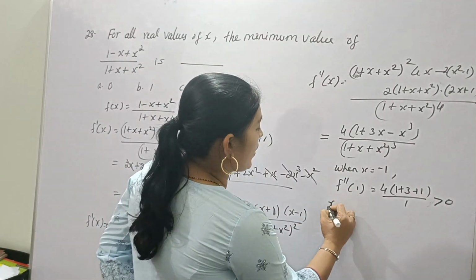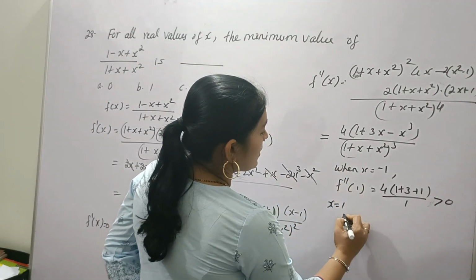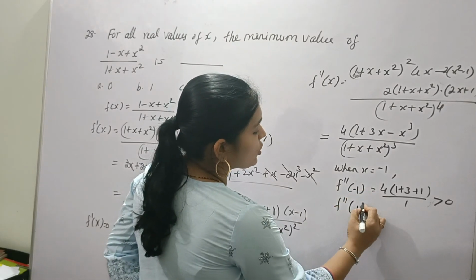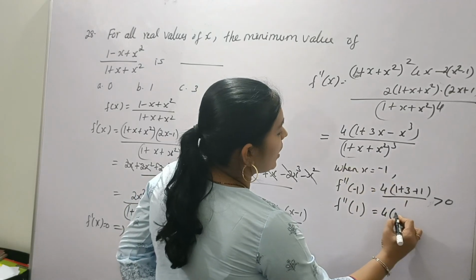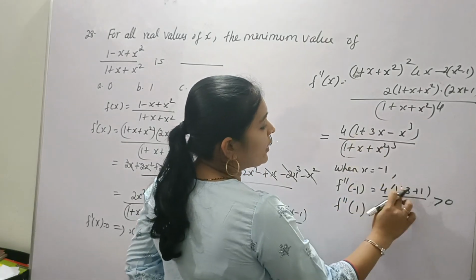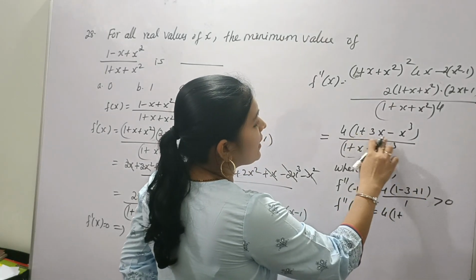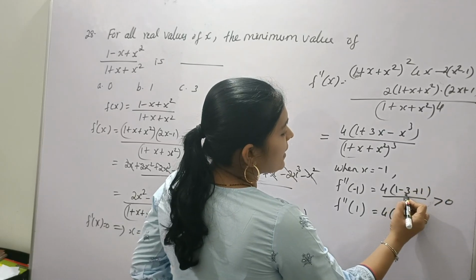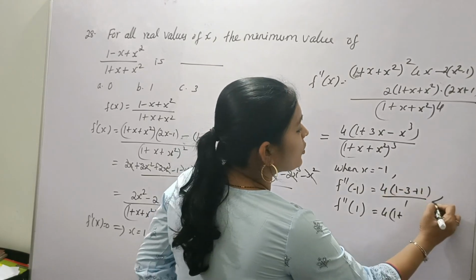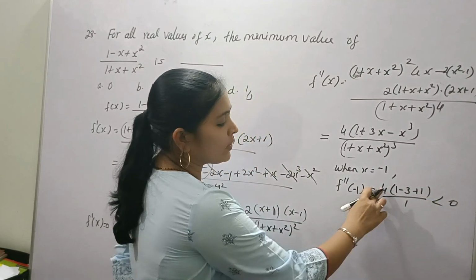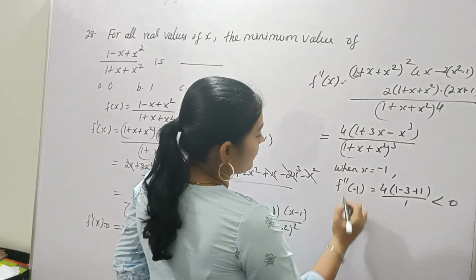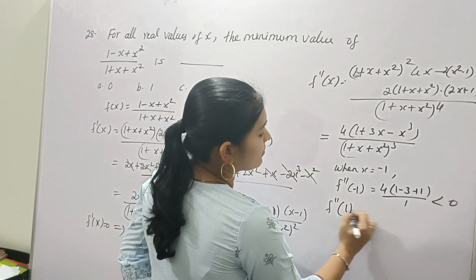So here at x is equal to 1, when x is equal to 1, see here f double dash of minus 1, okay? It is minus 3, so minus plus 1, so 1 minus 3 is minus 2, minus 2 plus 1 is minus 1, so it will be less than 0, okay? So it is less than 0, that is 4 into, it will be minus 2, so minus 2 is less than 0, and here next is f double dash of 1 plus 1, okay?